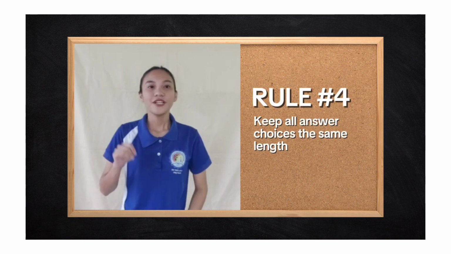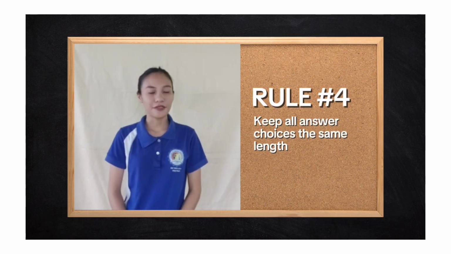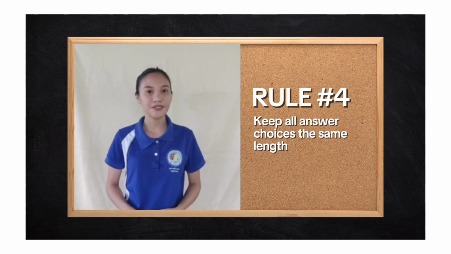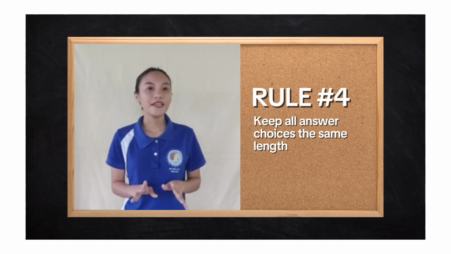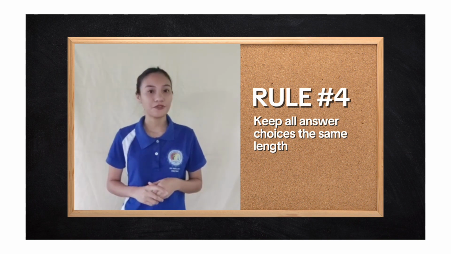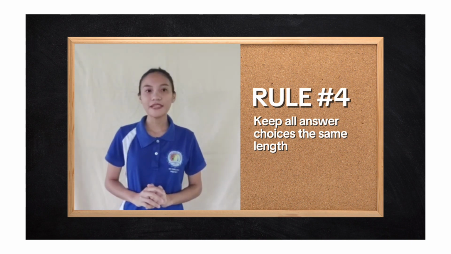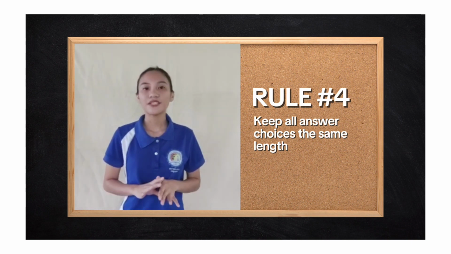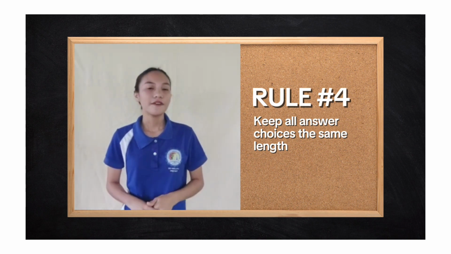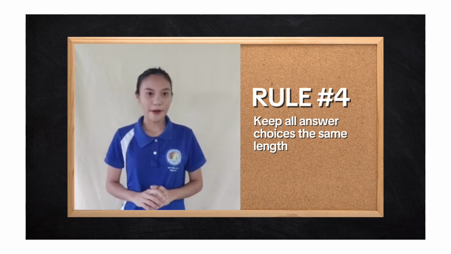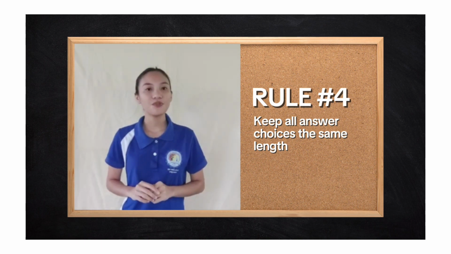Rule number 4. Keep all answer choices the same length. This can be tricky, but experienced test takers often use answer length as a clue. In many cases, the longest answers tend to be correct. So to avoid giving away the correct answers, keep all answer choices the same length. If that's difficult, use the balanced approach: 2 short and 2 long answers.